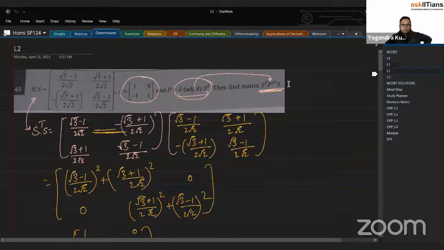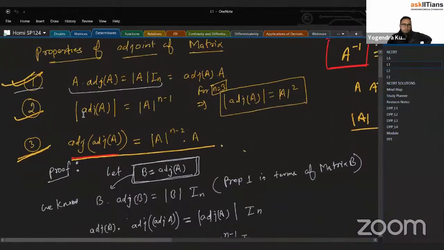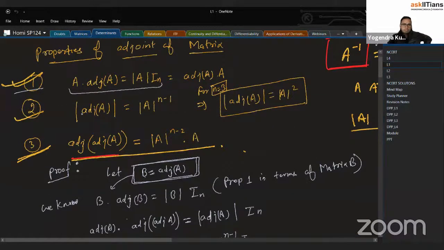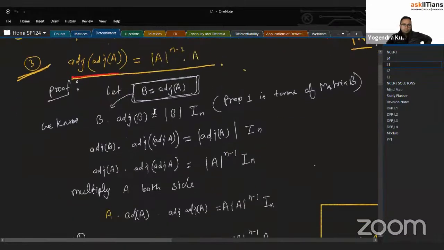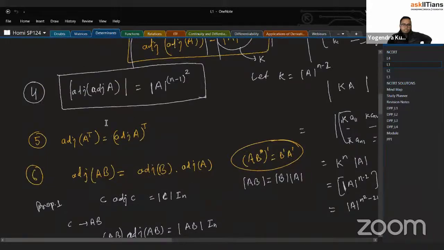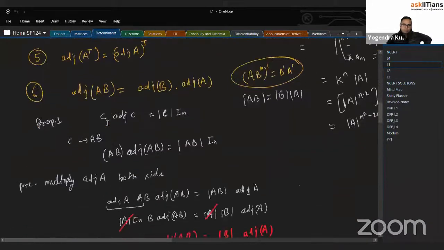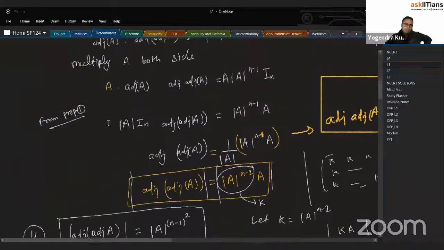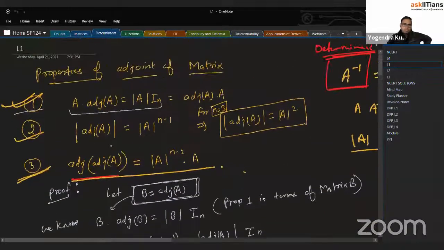Yeah, here. These properties are all written together here, and their proofs I also did side by side. This property, then this one. But I don't think too many questions will come in CBSE. But if you remember them, that is always an advantage.